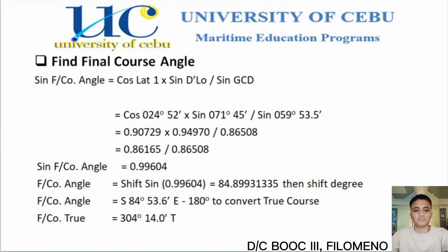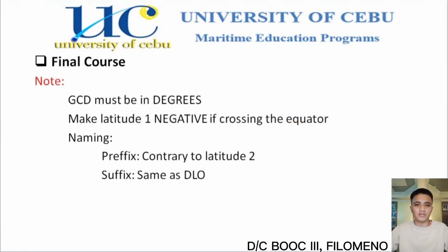Note for the final course: the GCD must be in degrees. Make latitude 1 negative if crossing the equator. Naming: the prefix is contrary to latitude 2, then the suffix is the same as the d long.